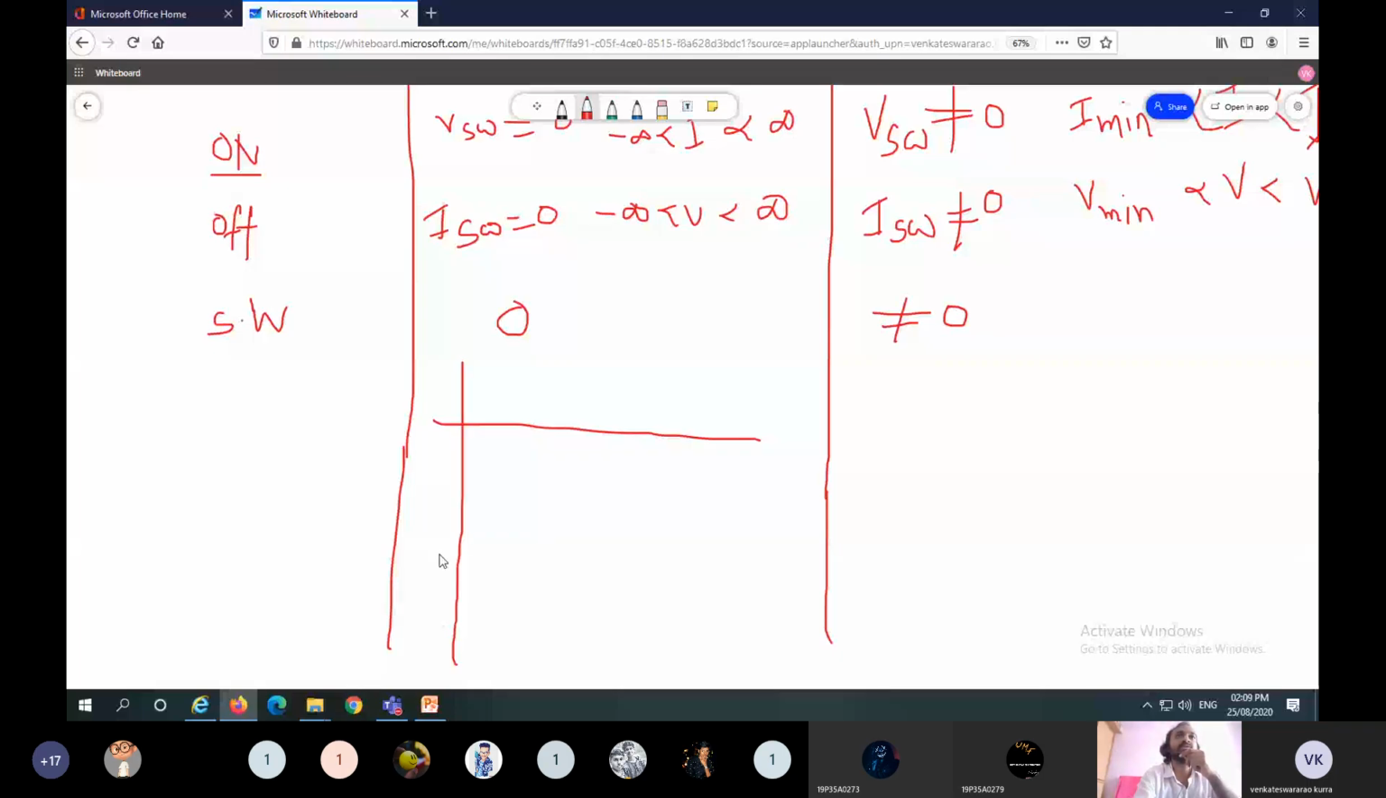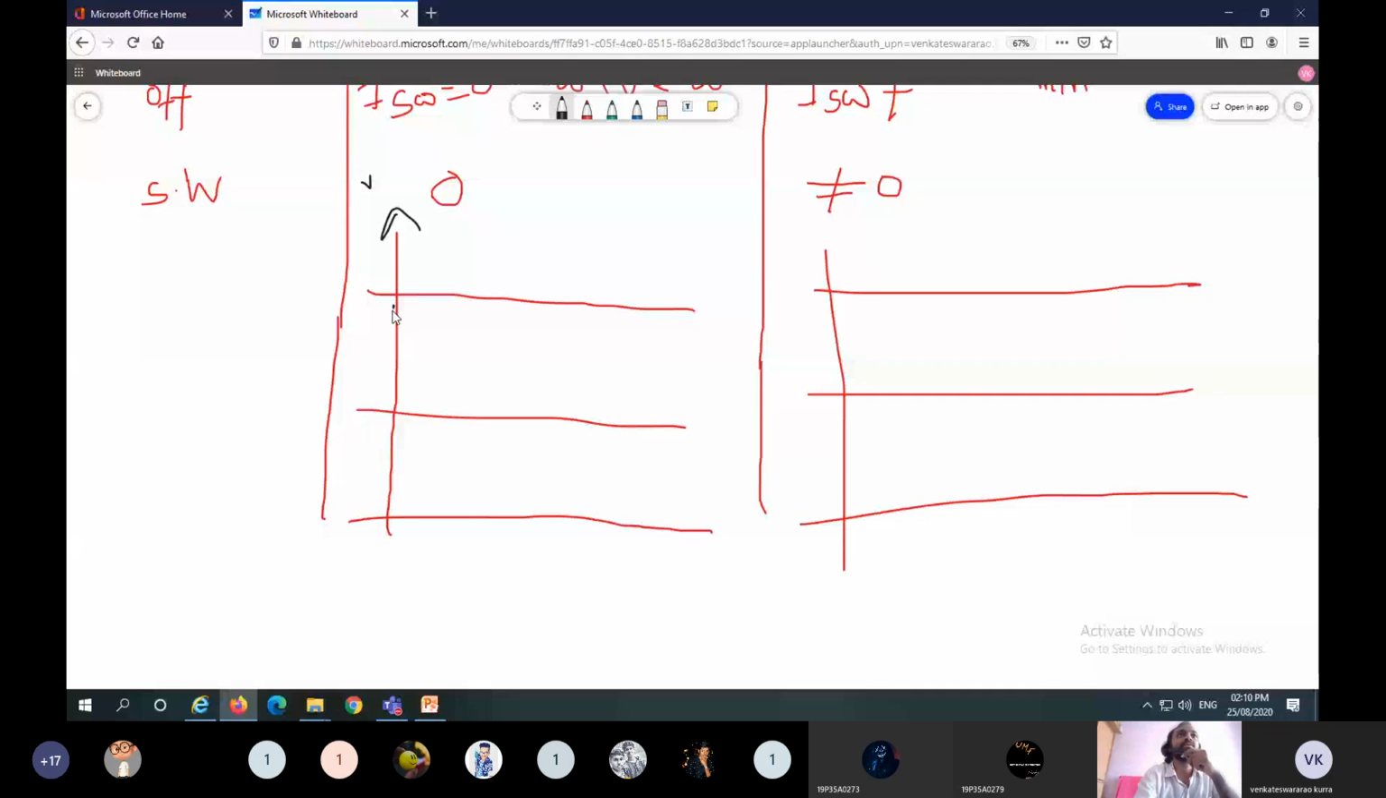This one is for voltage, this one is for current, and this one is for power. Similarly, for the practical device also, this one is voltage, current, and this one is power. Here voltage means voltage across the switch, current flowing through the switch, and PL means power loss across the switch.